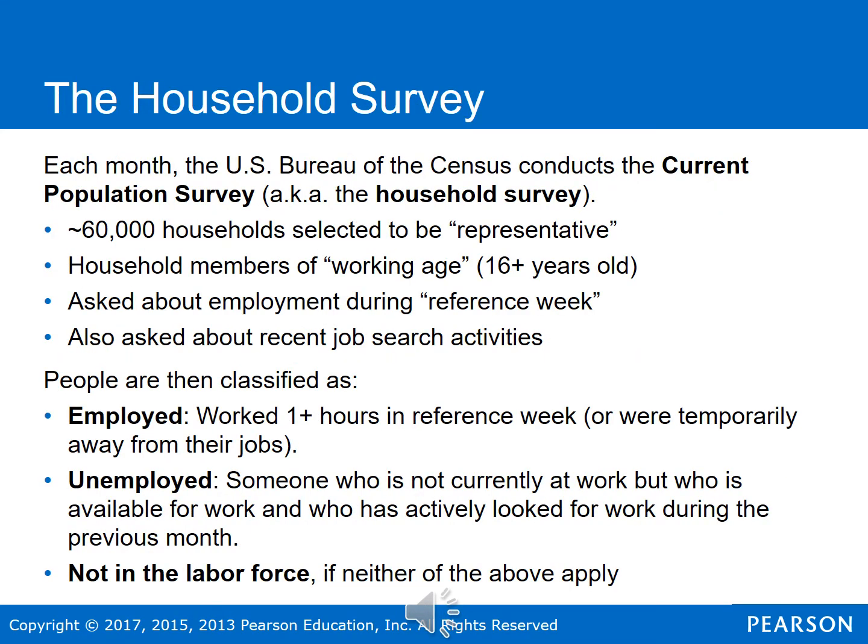In order to estimate the unemployment rate, each month the United States Bureau of the Census conducts the Current Population Survey. It's also called the Household Survey, or the CPS. So they interview adults in a sample of about 60,000 households, and those are chosen to represent the U.S. population. So the household members that are considered are those of working age, or those older than 16 years old.